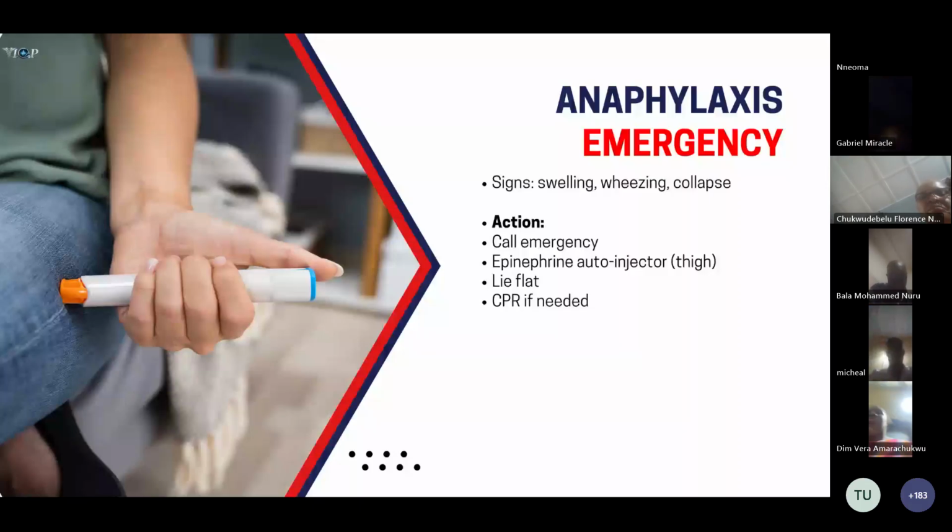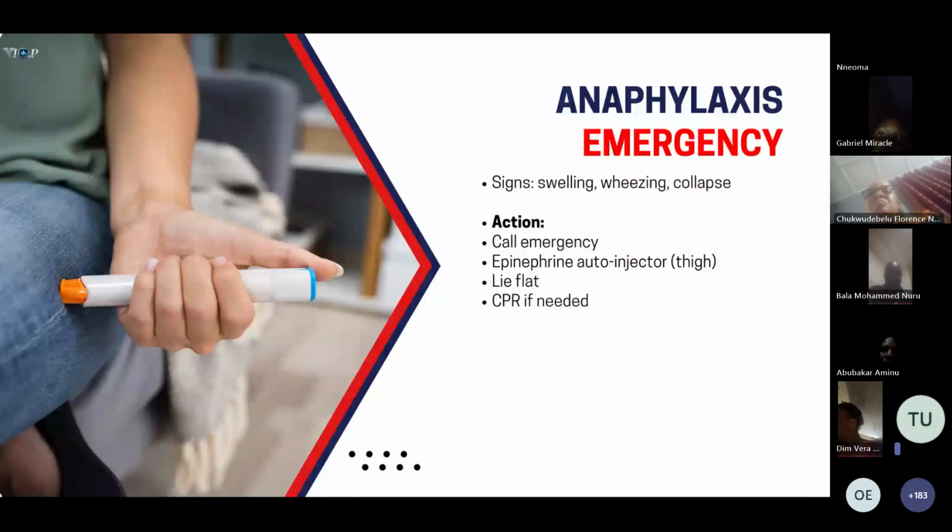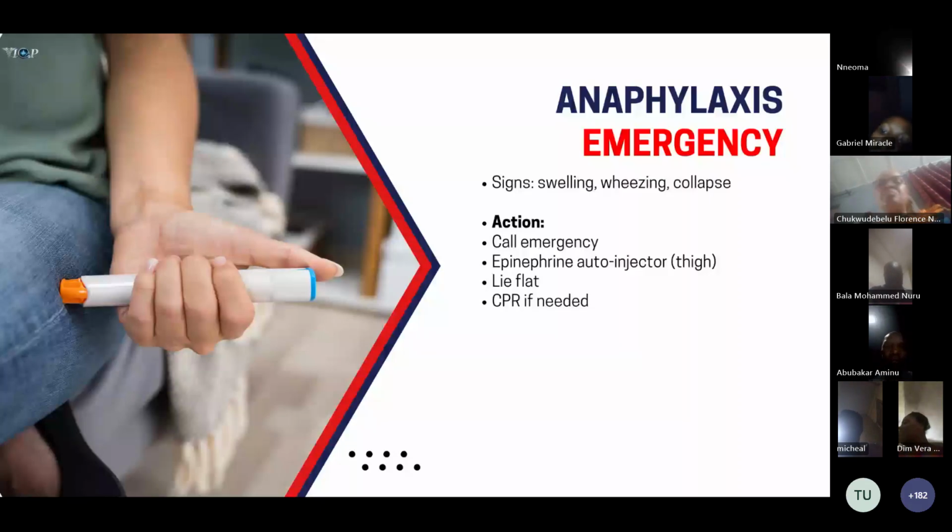Now, number two, you search around. Most people that used to have reactions like that used to carry their EpiPen around, also called the epinephrine auto-injector. Look at the image that I'm projecting. You can see that the person is injecting it into the thigh. You don't need to remove clothing, just give it like that, intramuscular. Then you lie the person flat. And if the person is losing consciousness, you give cardiopulmonary resuscitation, also called CPR, if needed.